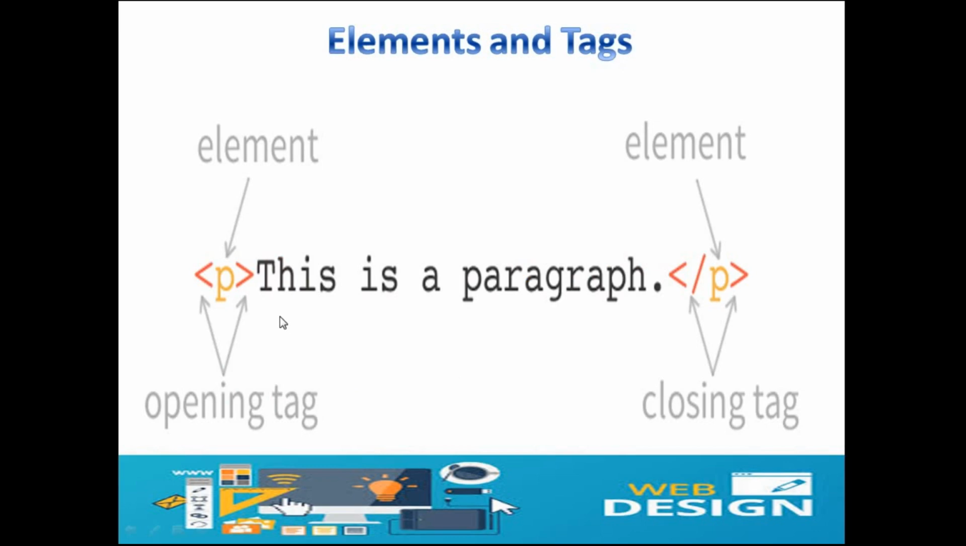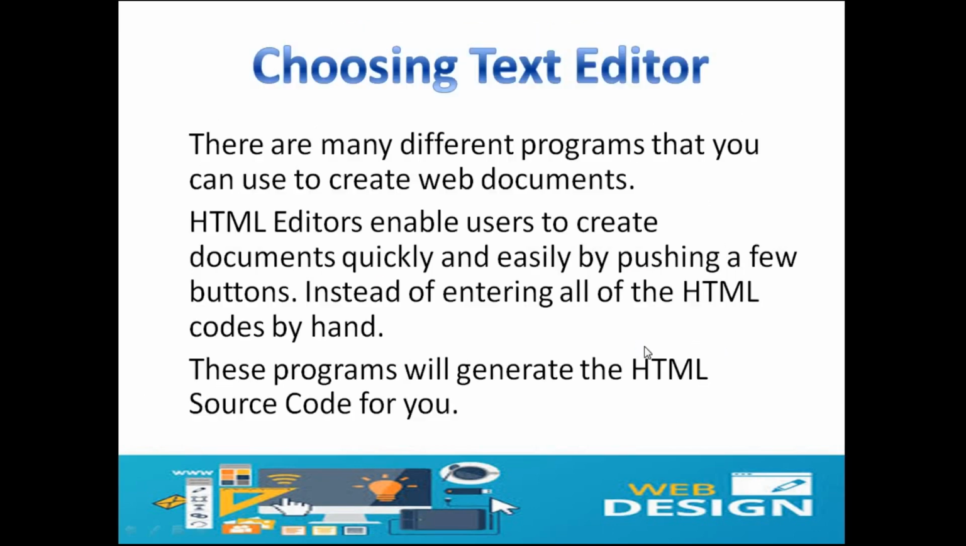So now here is also a simple example of elements and tag. That P is the element, P stands for paragraph, and here is the opening tag and here is the closing tag. Okay. So now next move to choosing the text editor.